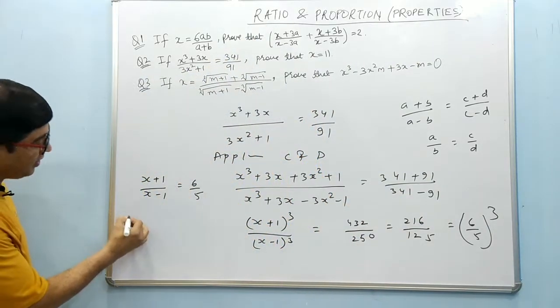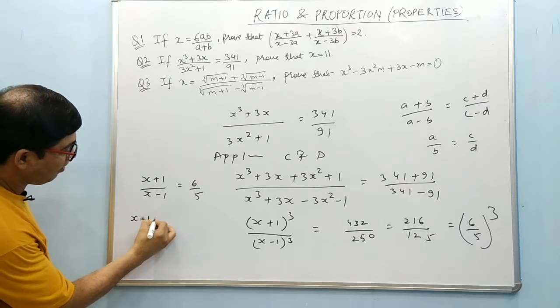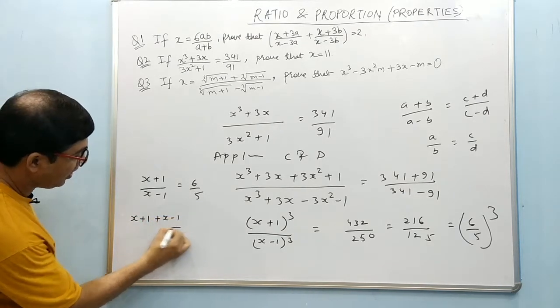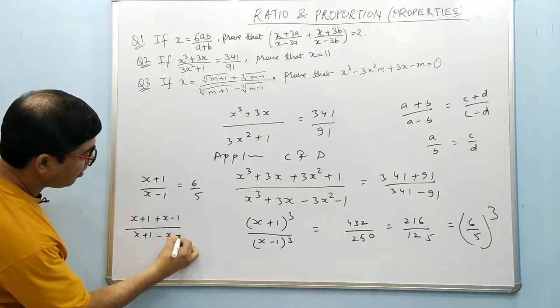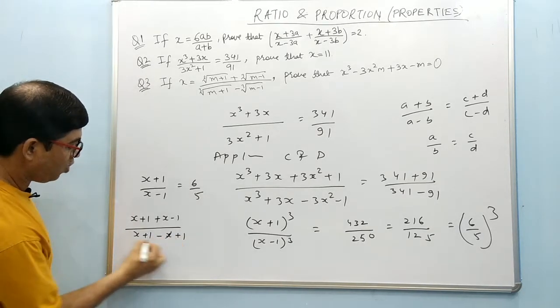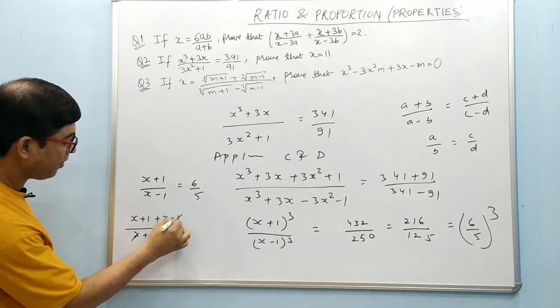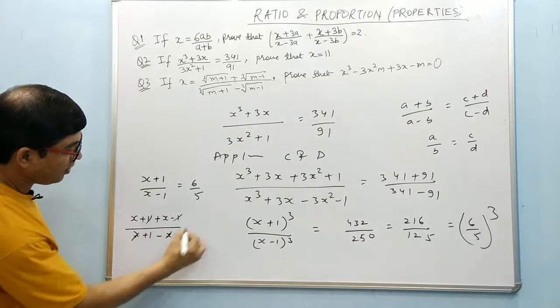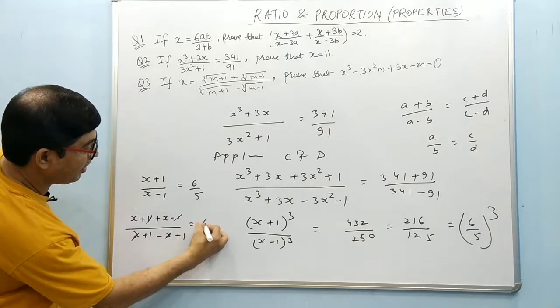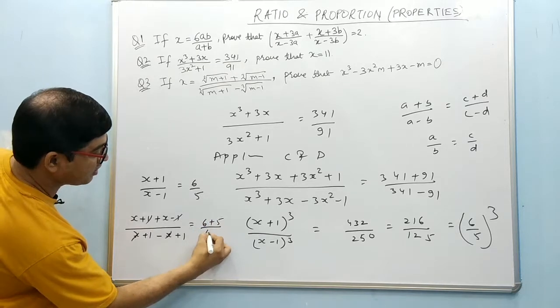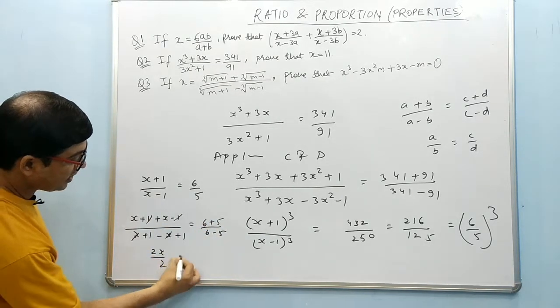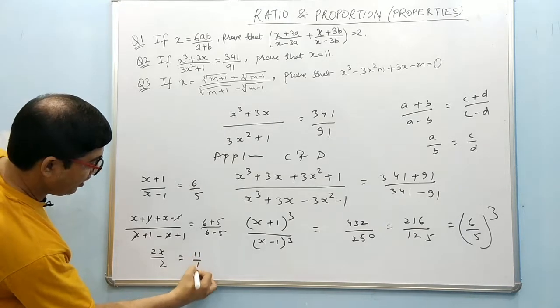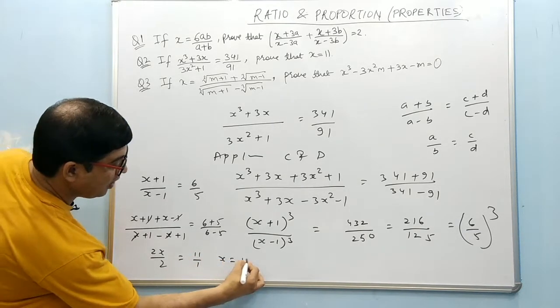Applying C and D again, it is coming out to be (x+1+x-1)/(x+1-x+1). So what it is coming out to be, see here, 2x by 2, and here it is coming out to be (6+5)/(6-5). So this is 2x by 2 is equal to 11 by 1. So x is equal to 11.